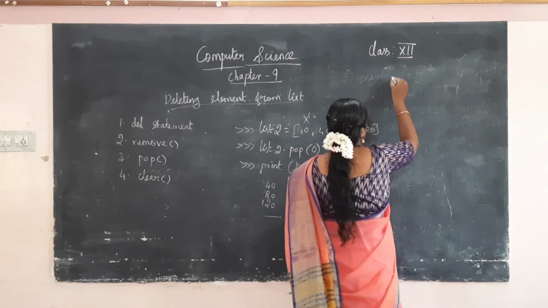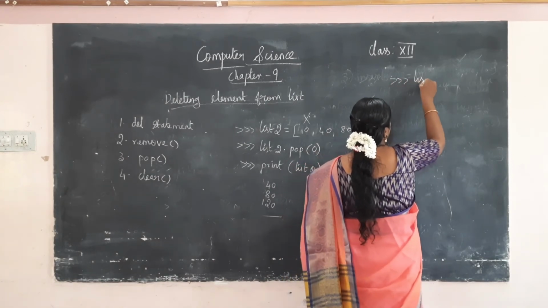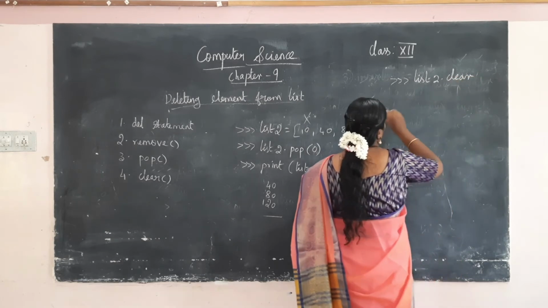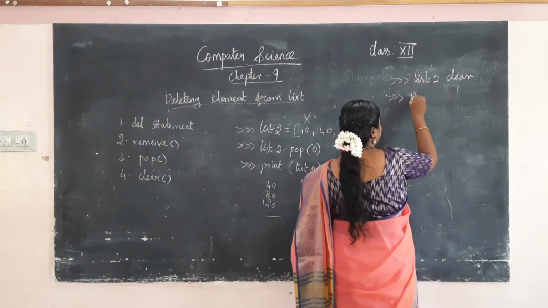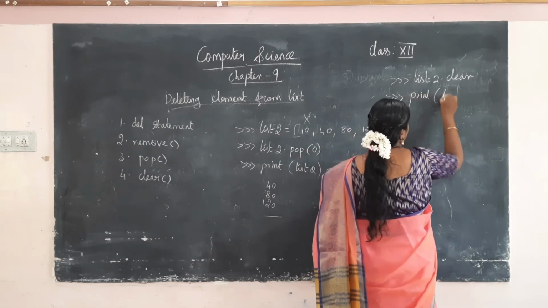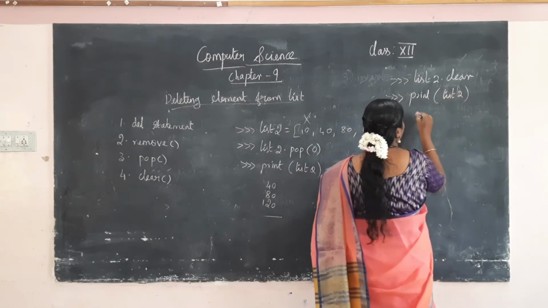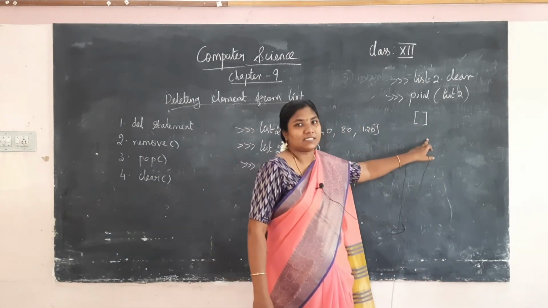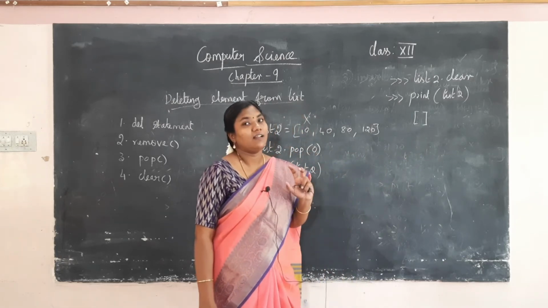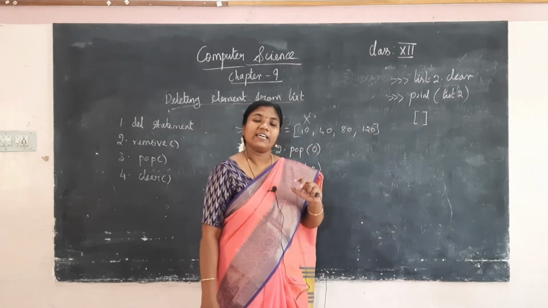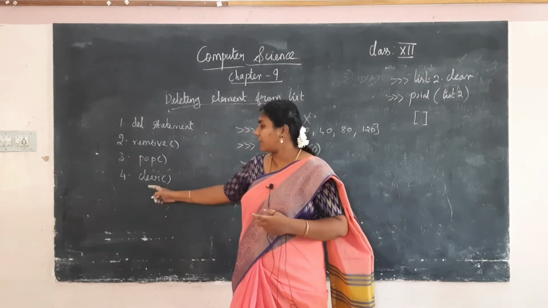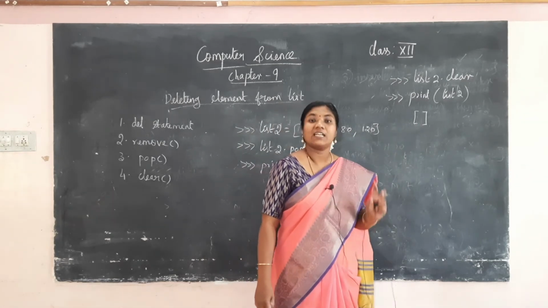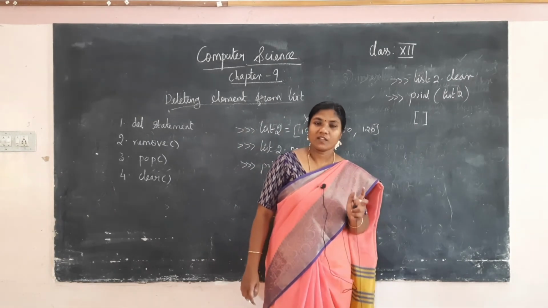Okay. So if I am giving list 2 dot clear, and then if I am asking to print list 2, then my answer will be an empty list. This is an empty list. So if I give del, it will show me an error because the entire list will be deleted. But once we give the clear command, only the elements of the list will be deleted and it will sustain as an empty list. So clear, students?